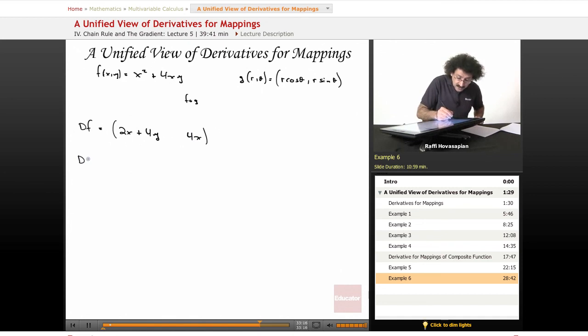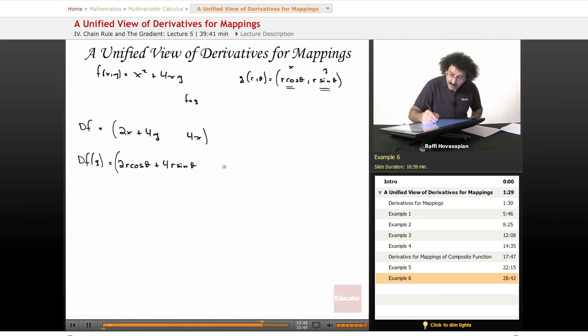Okay, so now we're going to take our derivative of f and evaluate it at g. G is this, okay? That means take this and take this as our x and y and put them into here because we're forming the composite function. So we end up with 2r cosine theta plus 4r sine theta, and we end up with 4x, which is 4r cosine theta. So this is our first.